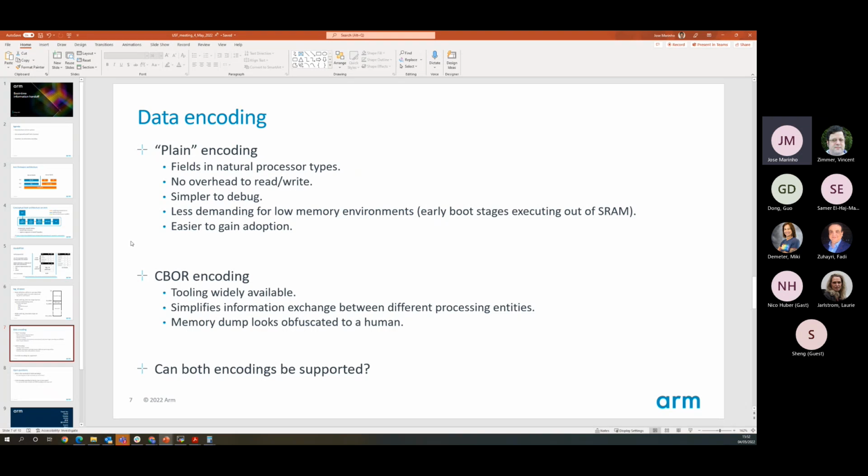accommodating that. And as we said, our current hope is that we would be able to support both plain encoding and CBOR encoding. But it's definitely something that we can continue on discussing. We don't really need to commit, obviously, to a decision in this call.